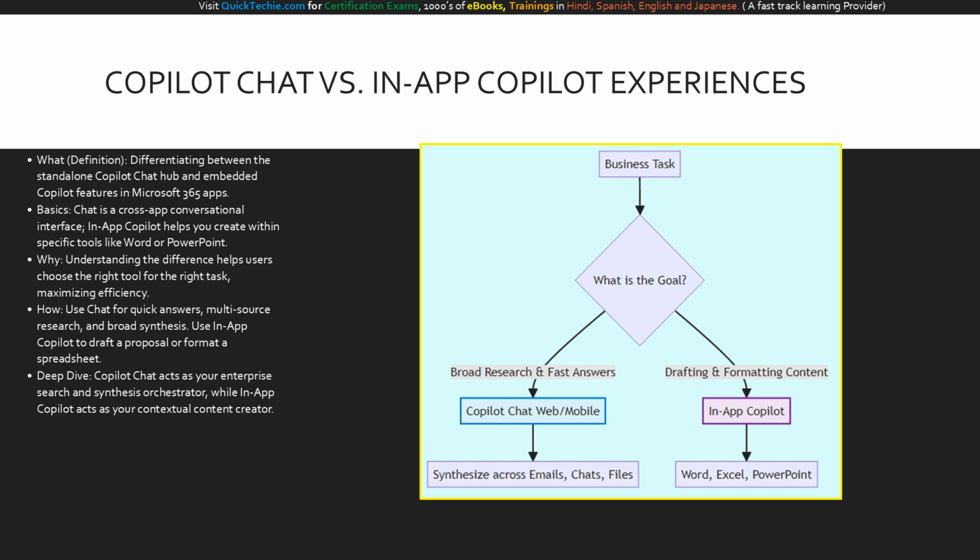When an employee faces a business task, they should ask, what is the goal? If the goal is broad research, finding fast answers, or preparing for a meeting, they follow the left path to Copilot Chat on web or mobile. This allows them to synthesize data across all their emails, chats, and files. However, if the goal is drafting and formatting content, they take the right path to in-app Copilot. This leads them directly into applications like Word or PowerPoint to execute the creative work. Providing this mental model to your employees ensures they navigate the AI ecosystem efficiently, reducing frustration and accelerating adoption.